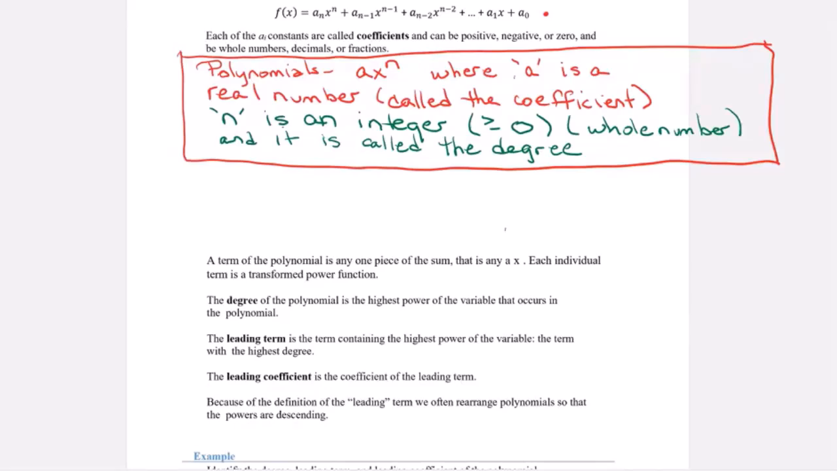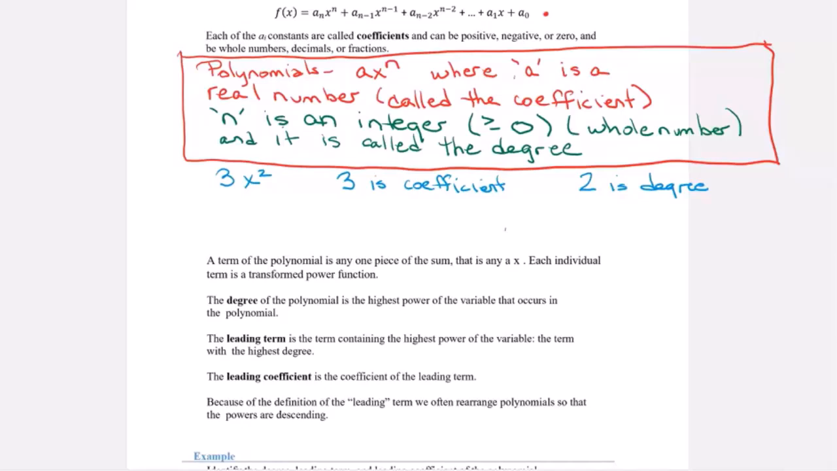So, for example, let's say we have 3x squared. Is that a polynomial? Well, sure. 3 is the coefficient, and it is a real number. And 2 is the degree, and it is greater than or equal to 0, and it is a whole number.